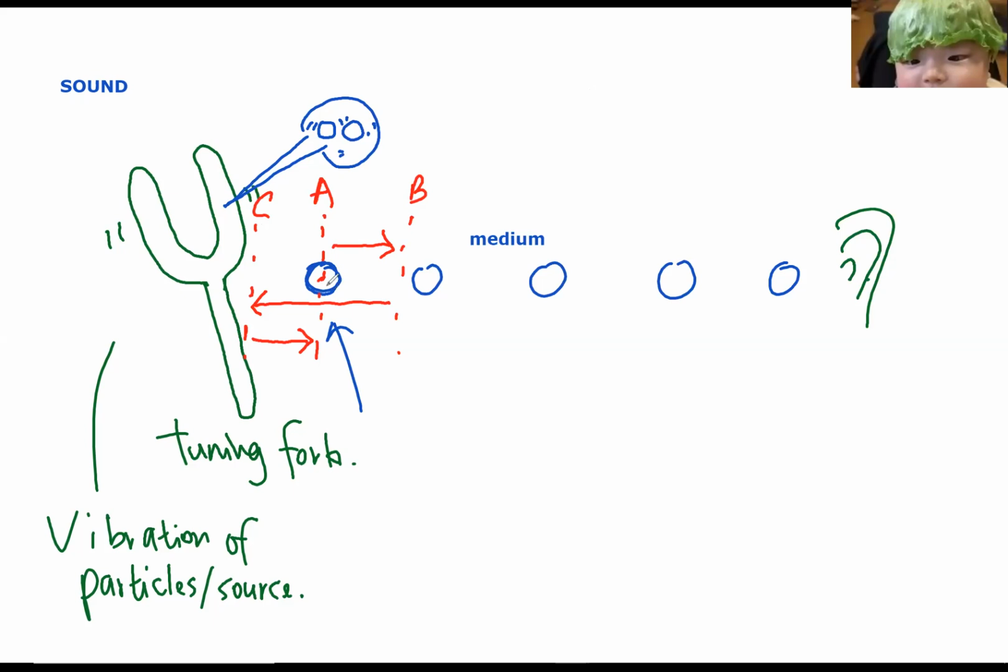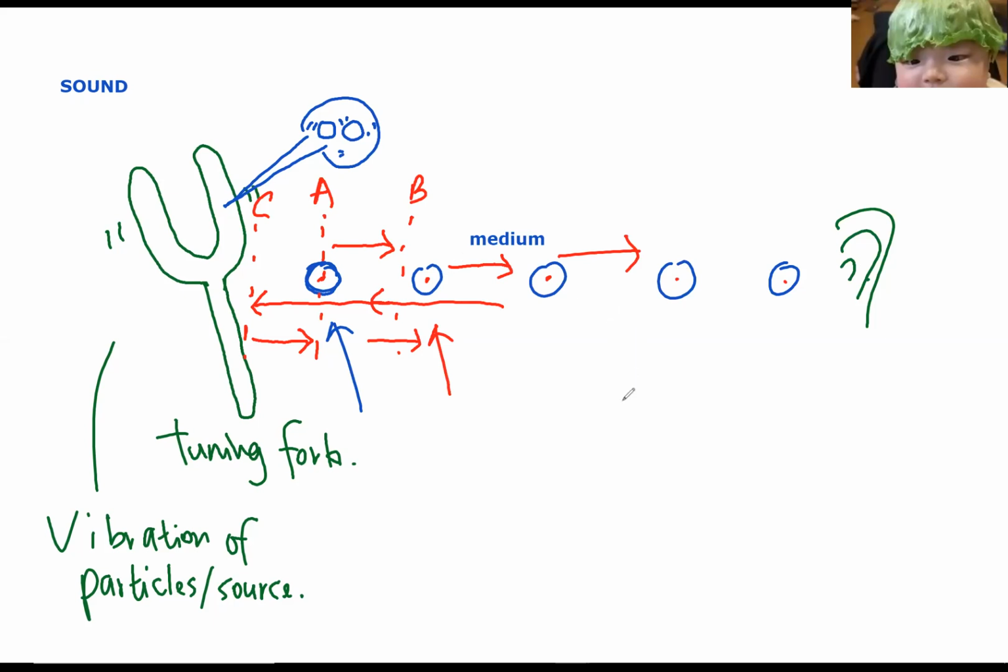Now, as the first particle moves to point B, what happens? It will knock on the next particle, and the next particle will repeat the same process. It will start to vibrate, move forward, backward, and come back to its original position. As the second particle moves forward, it will also knock on the subsequent particles. All the subsequent particles follow the same process, and this is how the vibration is transferred.